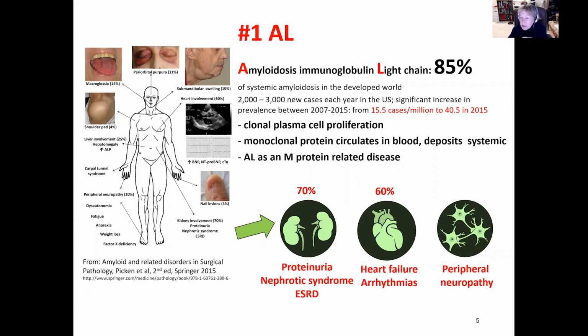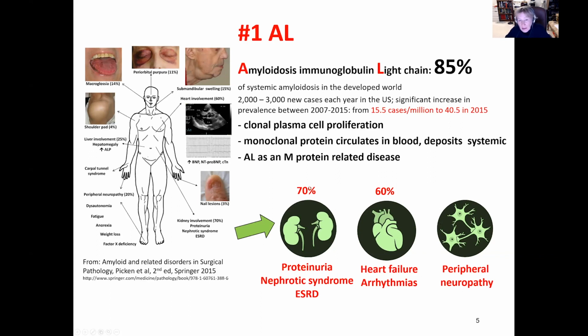And maybe it is because finally we are doing a better job diagnosing those. As it was alluded to previously, AL is associated with clonal plasma cell proliferation. These cells produce monoclonal protein, which circulates in blood and deposits systemically. You see all these external signs, and the main sites of involvement are the kidney, the heart, and peripheral neuropathy.